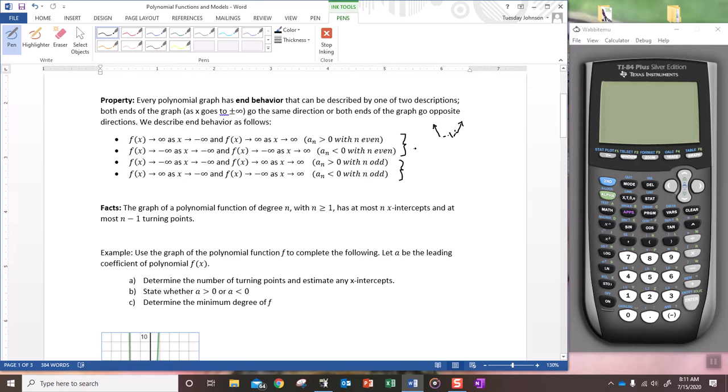The other option is that the graph has both ends facing down. So any even degree polynomial, we don't know what's going on in the middle necessarily, but just looking at this leading coefficient, a sub n, and the degree, we can describe the end behavior.